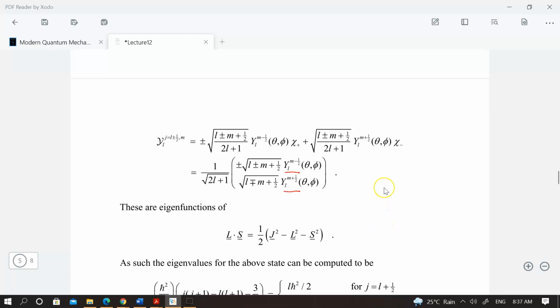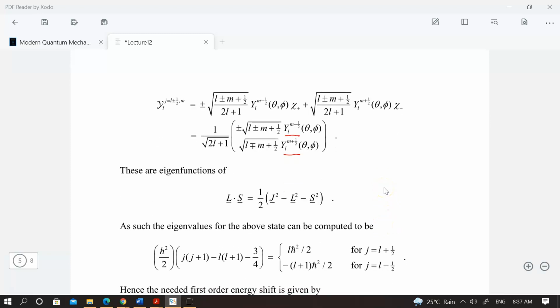So the eigenfunctions over here will now also obey the fact that they will be eigenfunctions of L dot S. Remember that this commutes with the states that we use. And your L dot S is actually given in terms of J, the magnitude squared of J, and L and S in this way. You can refer back to the notes earlier.